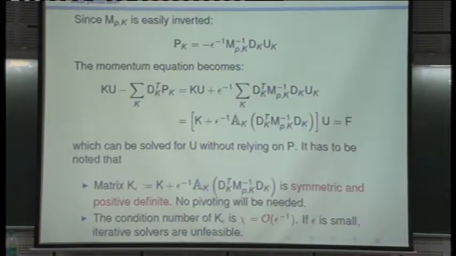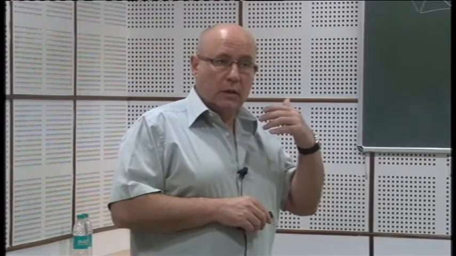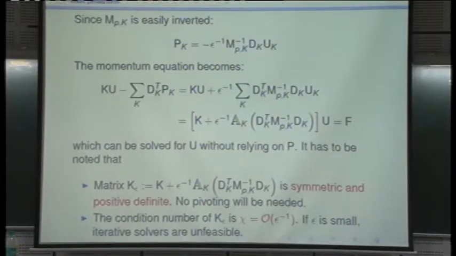This matrix is symmetric and positive definite. But the bad news, the very bad news, is that the condition number of that matrix is of the order of epsilon to the minus 1. So if epsilon is very small, that number is very large, and iterative solvers are unfeasible, because you know that the rate of convergence of iterative solvers, algebraic iterative solvers, depends linearly on kappa, the condition number, okay? You know that the condition number is the ratio between the largest and the smallest eigenvalue of the matrix. Okay. Let's go about the strong penalization.